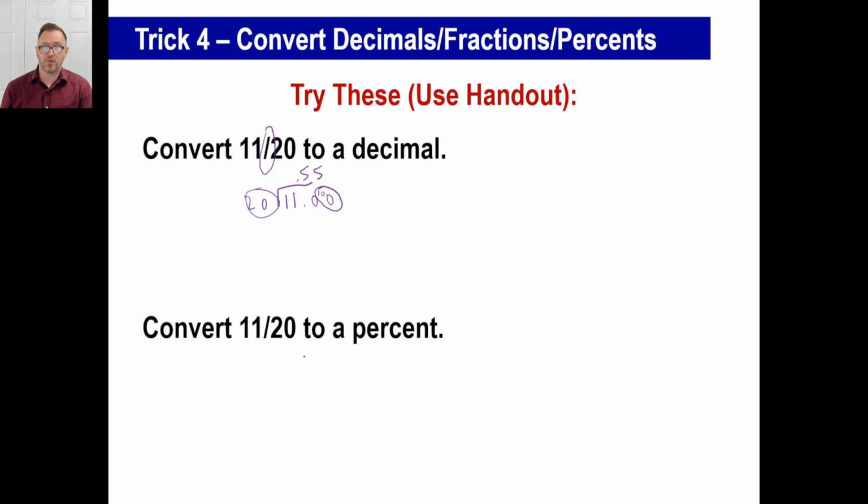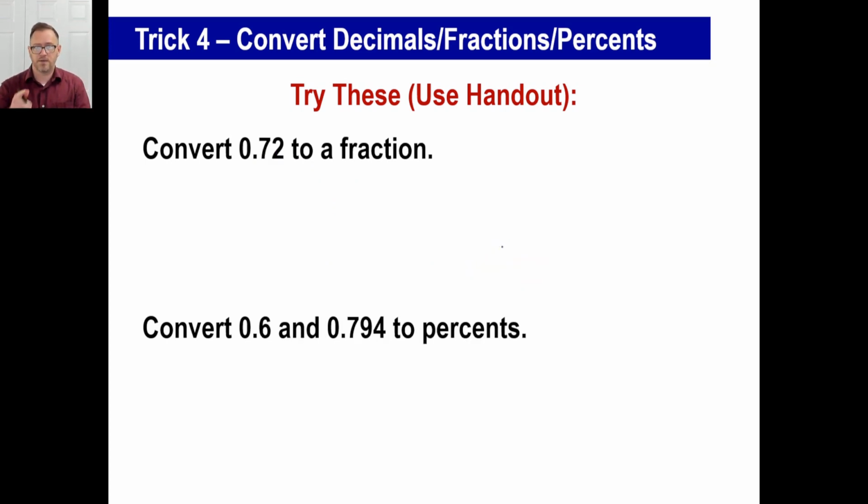Now you know how to convert that to a percent, right? What's 0.55 as a percent? You just move it over twice, 55%. There you go. All right? Try these two, pause this, and use your card and the method, and come back when you're ready.